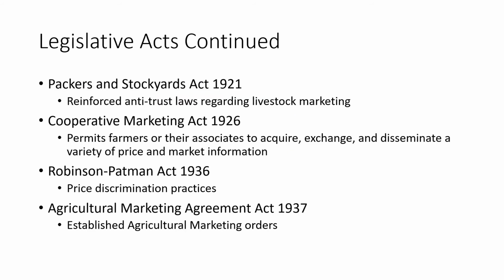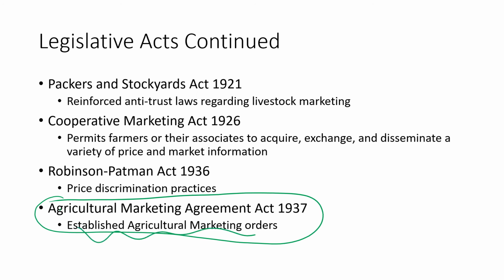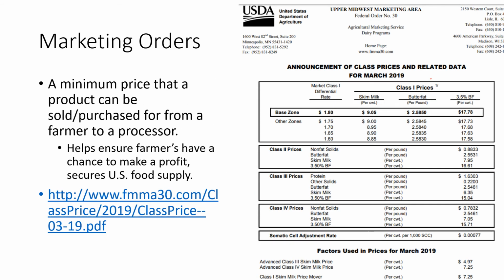More legislative acts. Again, the one that I want to highlight here is the Agricultural Marketing Agreement Act. So this established marketing orders. And marketing orders are put out through the United States Department of Agriculture and are basically an agreement between processors and producers that processors will not purchase below a certain price, so that farmers are assured that they will receive at least a minimum of X amount of dollars for their product.